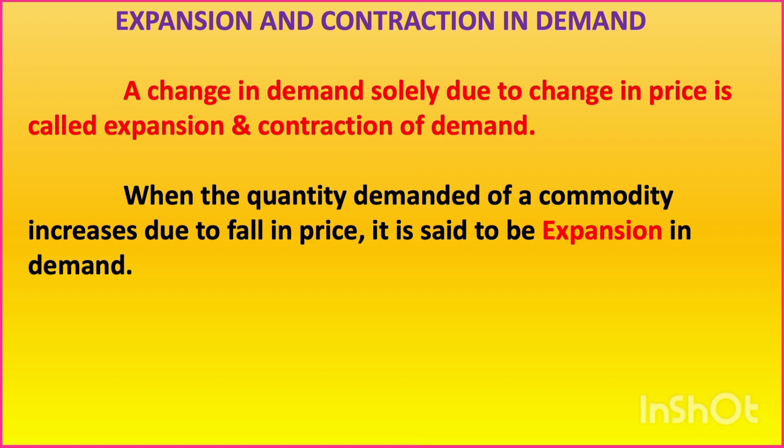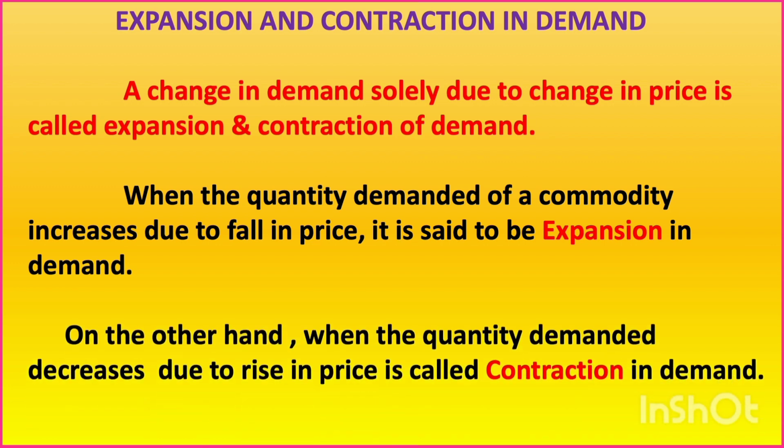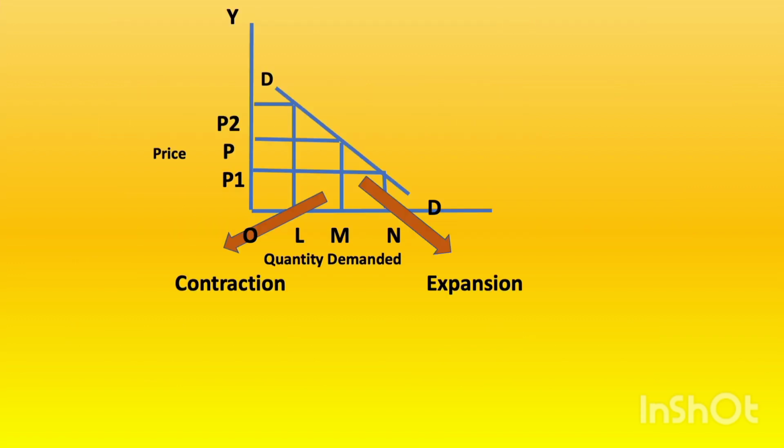That is, when the demand has increased because of a fall in price, you call it an expansion in demand. And when the quantity demanded decreases due to a rise in price, you call it a contraction in demand. This can be explained with the help of a graph.